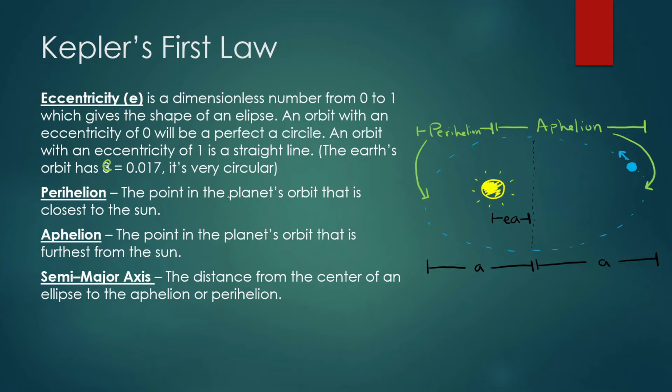Perihelion is the point in the planet's orbit that is closest to the sun. Aphelion is the point in the planet's orbit that is the furthest from the sun. Semi-major axis is the distance from the center of an ellipse to the aphelion or perihelion.